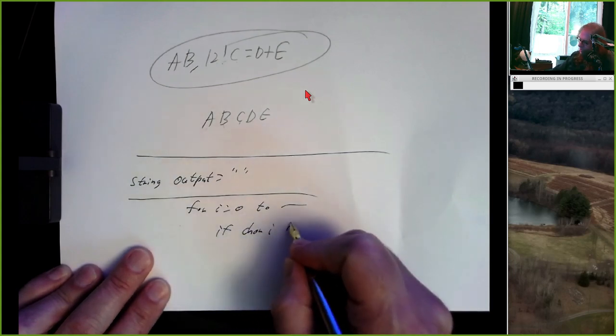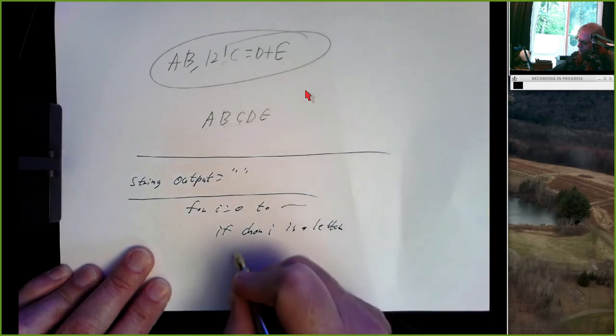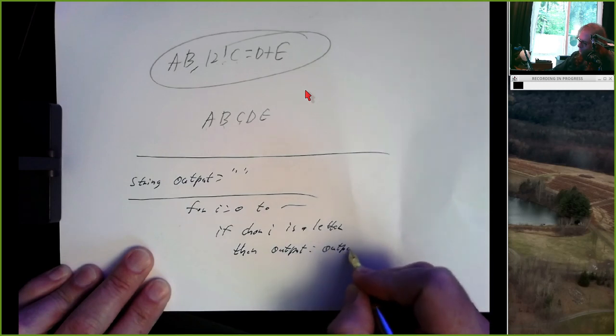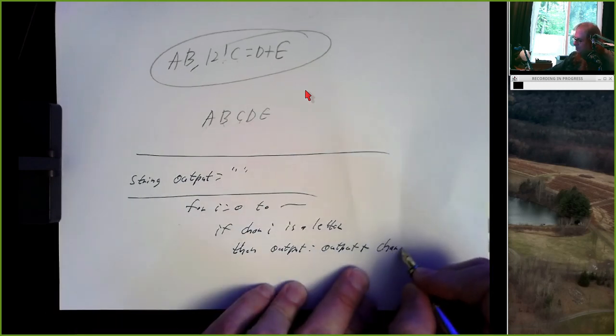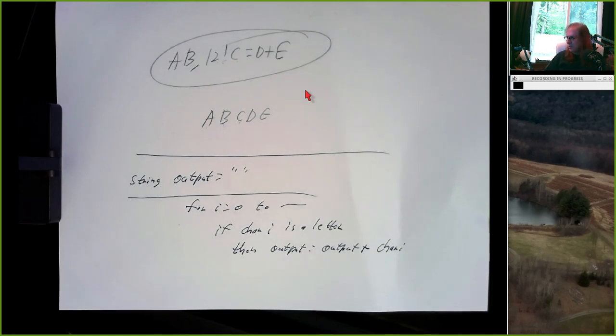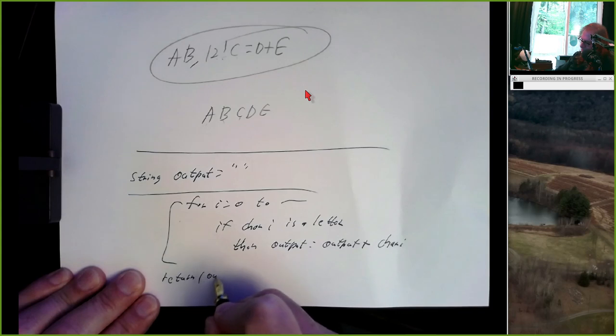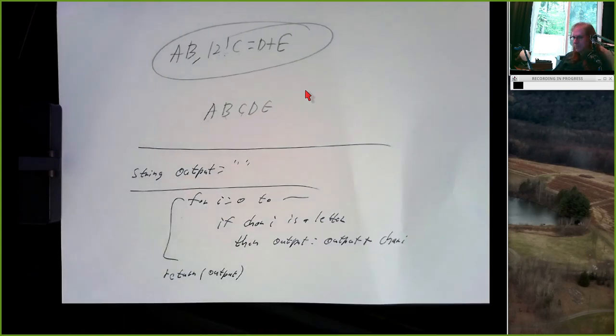if character i is a letter, then output equals output plus character i. So just keep appending the characters that you want to keep to your output string, and then at the end of all of this, return output. This is something that we'll encounter fairly frequently when we deal with strings, building up an output string. You may have done this in a toString method if you iterated over the elements of the linked list. Just keep tacking things onto the end of this string.